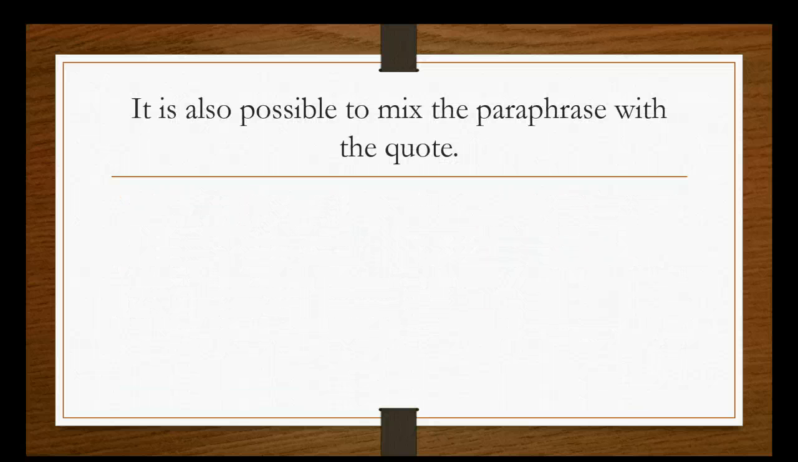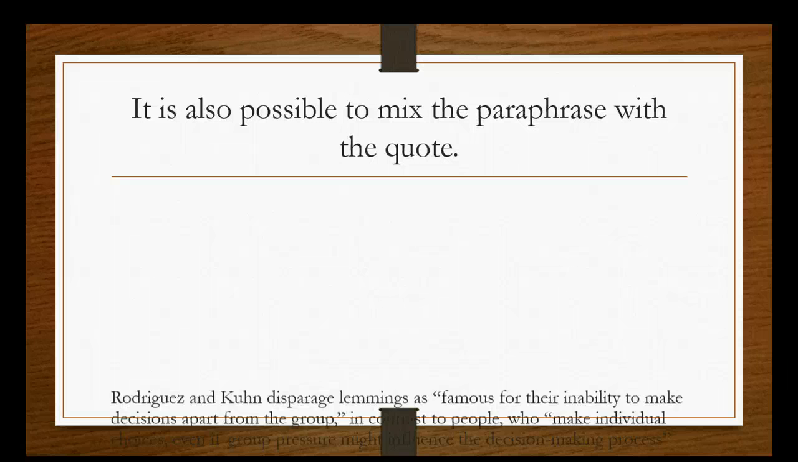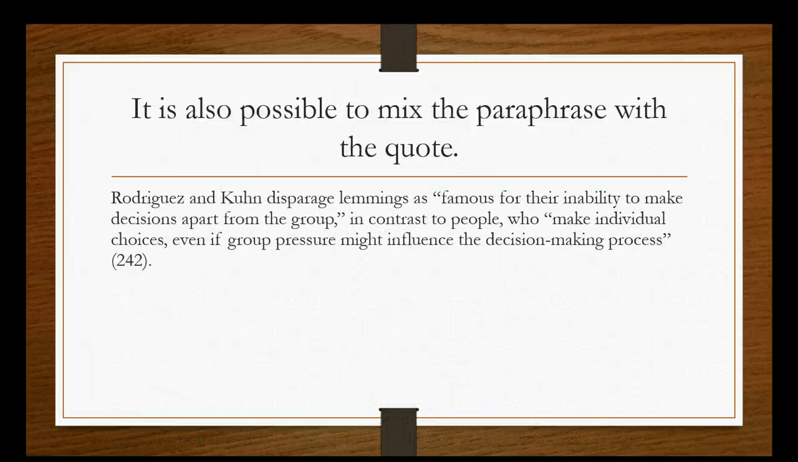All right. It's also possible to mix the paraphrase with a quote. Ooh, getting fancy now. Rodriguez and Kuhn disparaged lemmings as famous for their inability to make decisions apart from the group, in contrast to people who make individual choices. So this part right here is paraphrased, and so is this part, disparaged lemmings. So they combine two quotes together with some paraphrased information, and that just makes it sound really good.